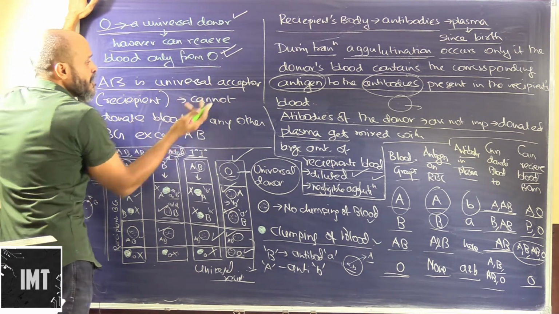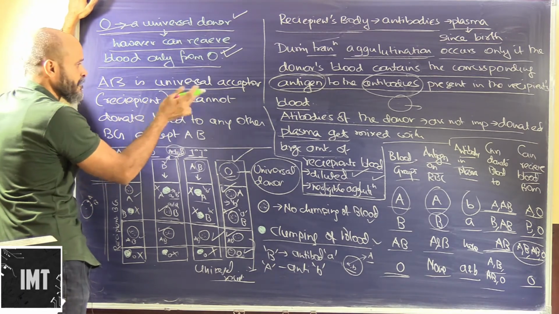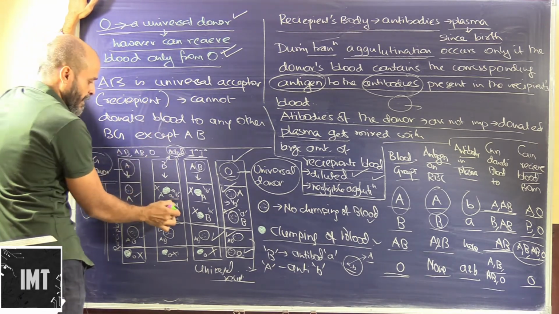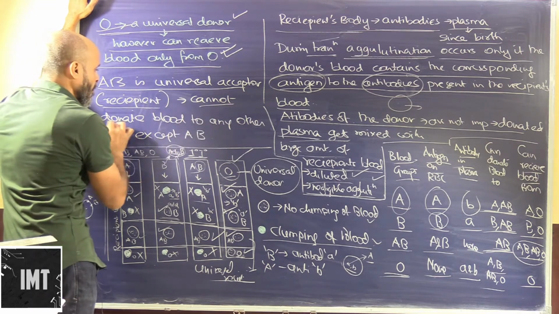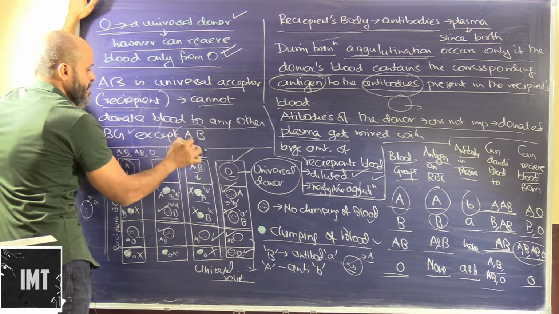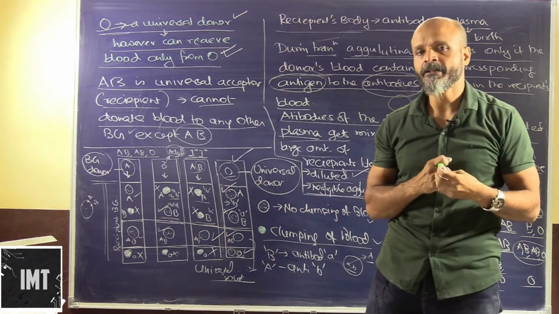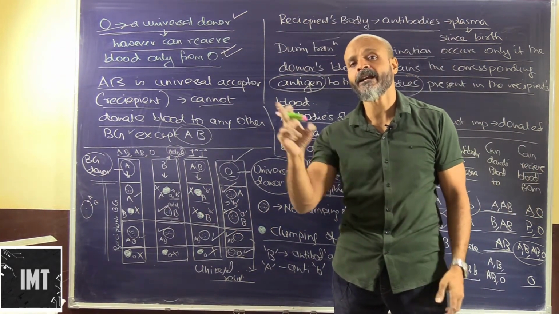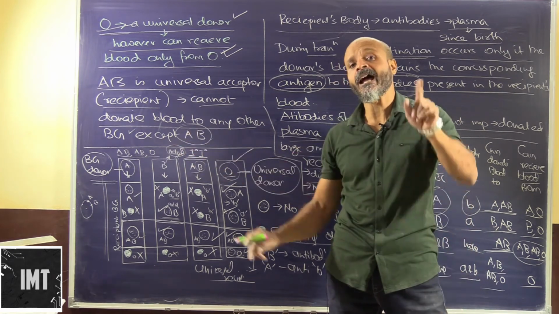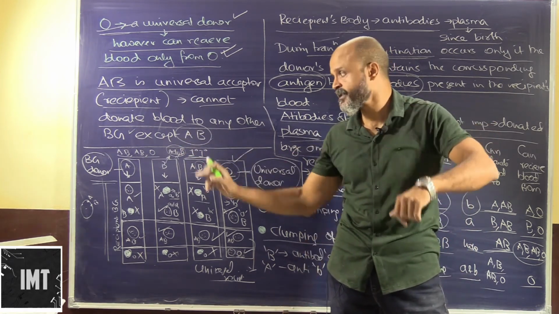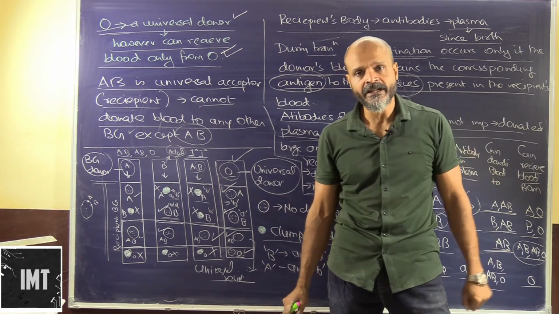Okay, AB is a universal acceptor. It can receive blood from all the blood groups as we have seen, but it cannot donate blood to any of these blood groups except AB, because AB doesn't have any antibody, but the other blood groups have antibodies, and AB will have antigens A and B on its surface, which will react with antibodies A and B.